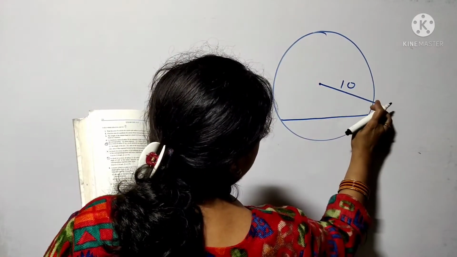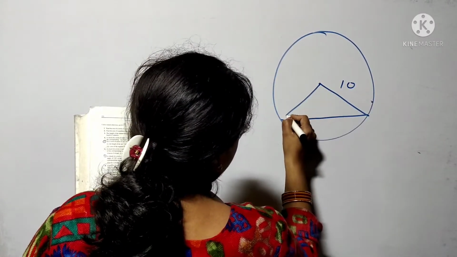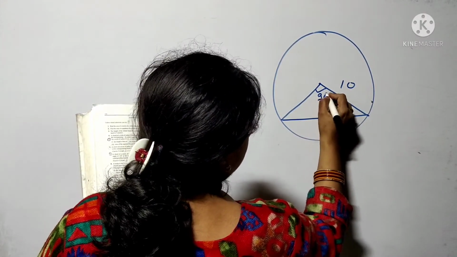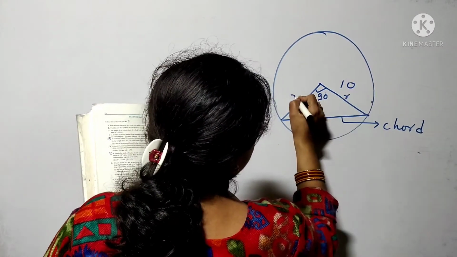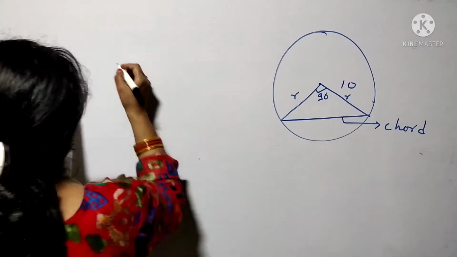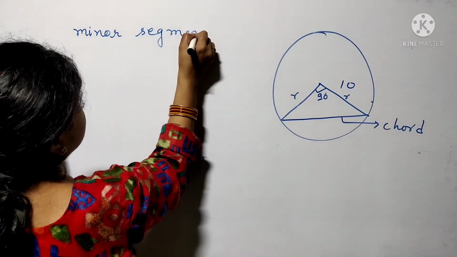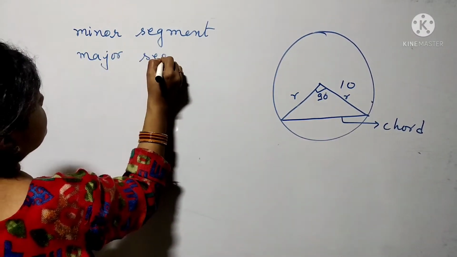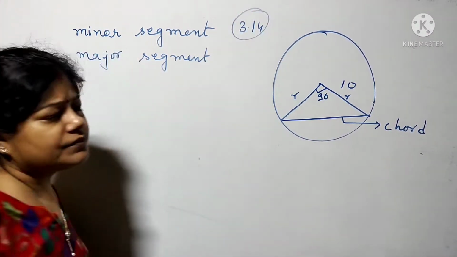This is the chord of the circle and it subtends an angle of 90 degrees. This is the chord of the circle, and this is the radius and this is the radius. This is given. Find the area of the minor segment and find the area of the major segment using pi equal to 3.14.